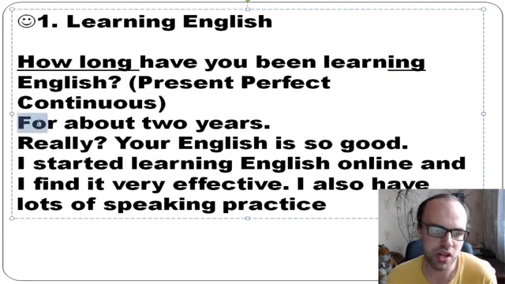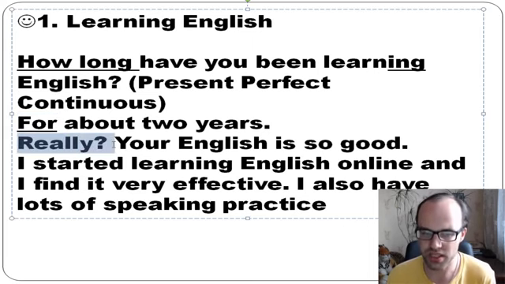Yeah, and we say, okay, for about 2 years, you say for about 2 years, yeah, for 6 months, for 9 months, and so on. Okay, really, it's a very good word for communication. So really, yeah. So you show your interest. You show that you are interested in this conversation. So really, it's a very good reaction. So really, your English is so good. Really, your English is so good.